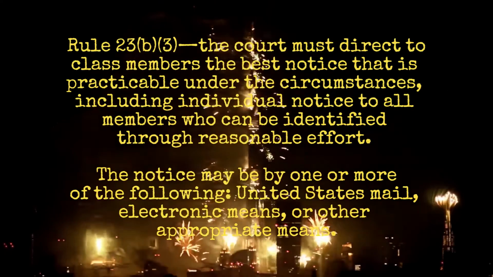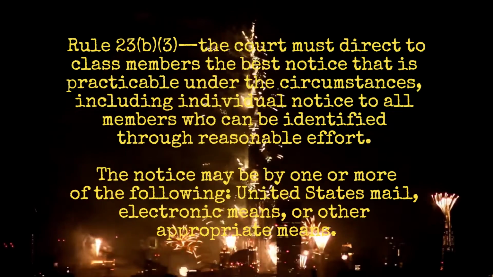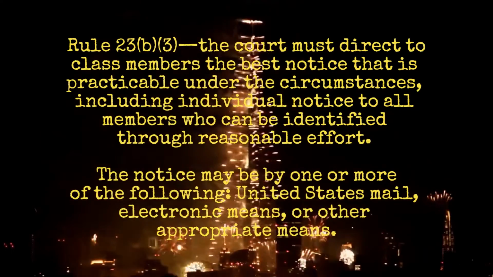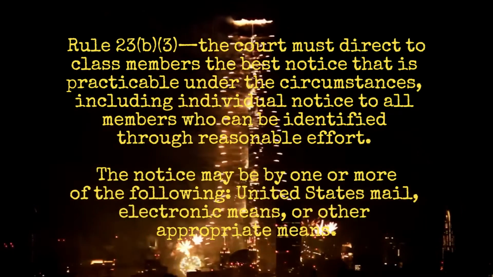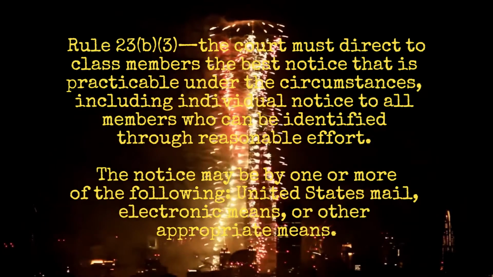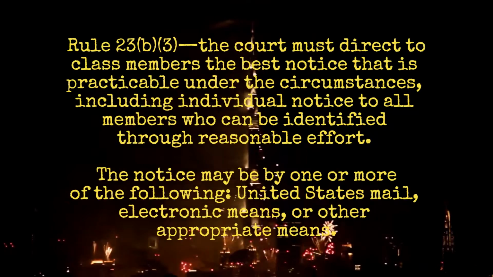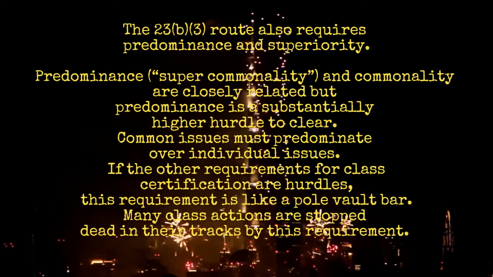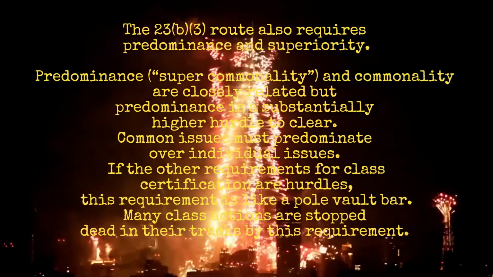Under Rule 23(b)(3), the court must direct to class members the best notice that is practicable under the circumstances, including individual notice to all members who can be identified through reasonable effort. The notice may be by one or more of the following: United States mail, electronic means, or other appropriate means. The 23(b)(3) route also requires predominance and superiority.